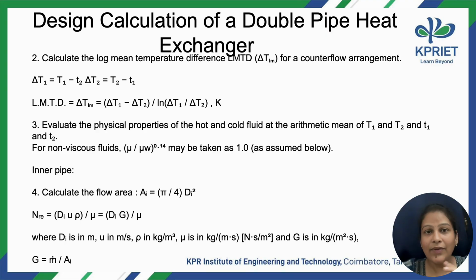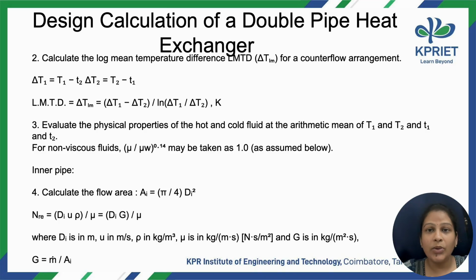So the next step is to find out the logarithmic mean temperature difference, that is delta T LMTD. This value highly depends on the type of flow. For example, if we consider the double pipe heat exchanger, if both the hot and cold fluids enter the heat exchanger in the same direction, then we call it a parallel flow or a co-current flow. On the other hand, if the hot fluid and the cold fluid enter the heat exchanger in opposite directions, then we call it a counter-current flow. So this delta T LMTD value highly depends on the type of flow.